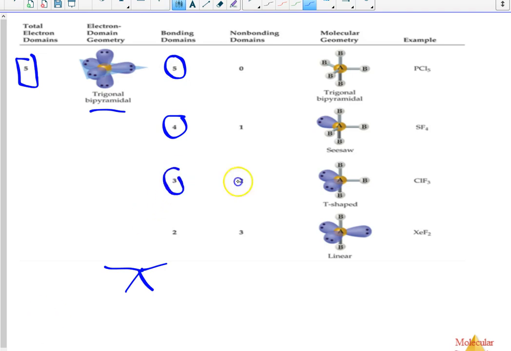If it's 3 and 2, we call it T-shaped, because remember the non-bondings go around the equatorial, and we're left with this structure, which right there doesn't look like a T, but if I rotate it, it looks like a T. T-shaped. All right, and then 2 and 3, this is pretty rare but pretty cool. They all go equatorial, so then you just end up with a linear, even though you had stuff everywhere.